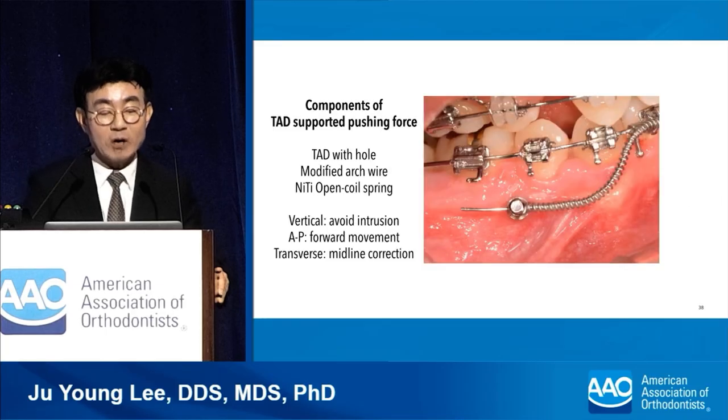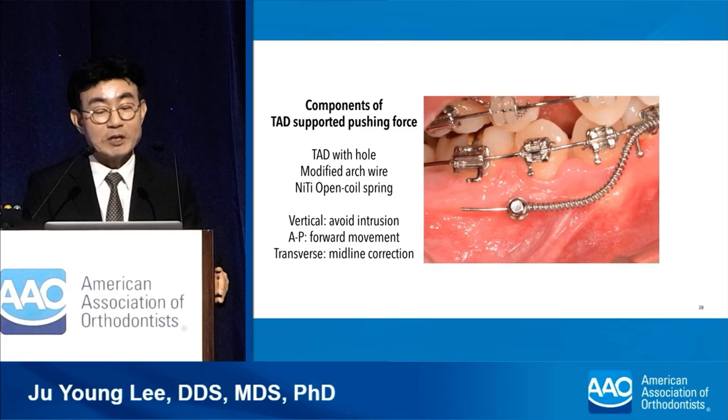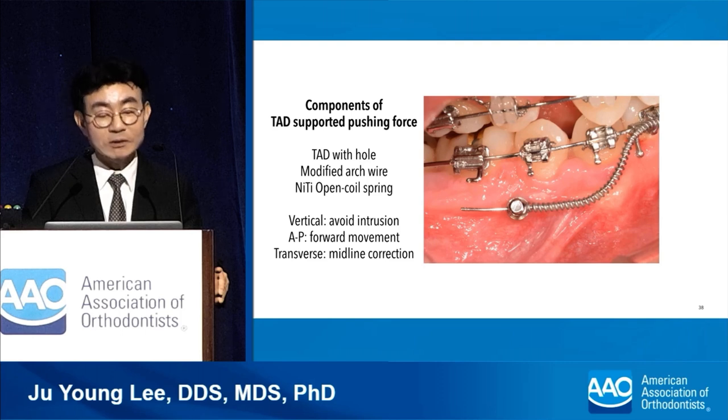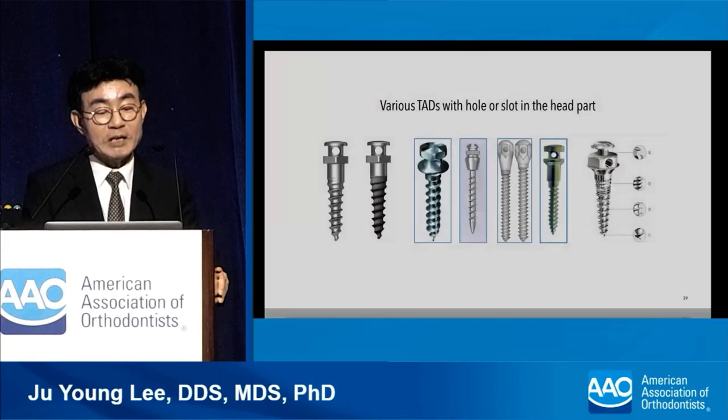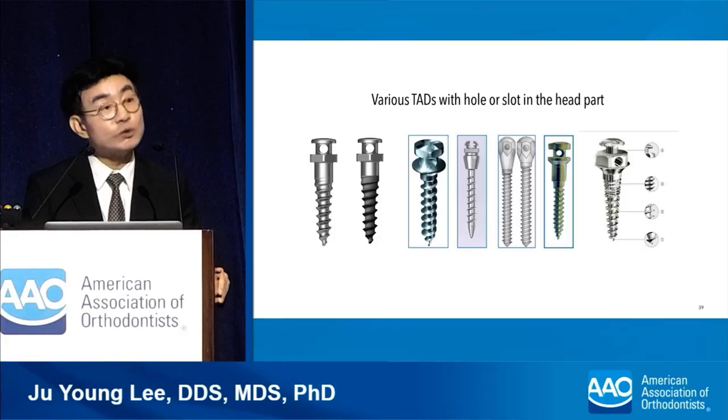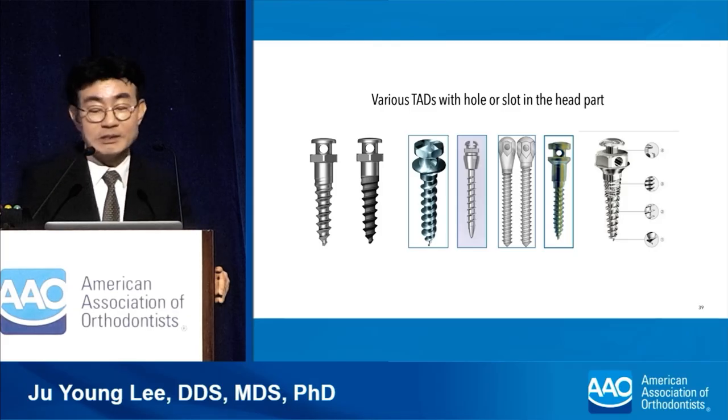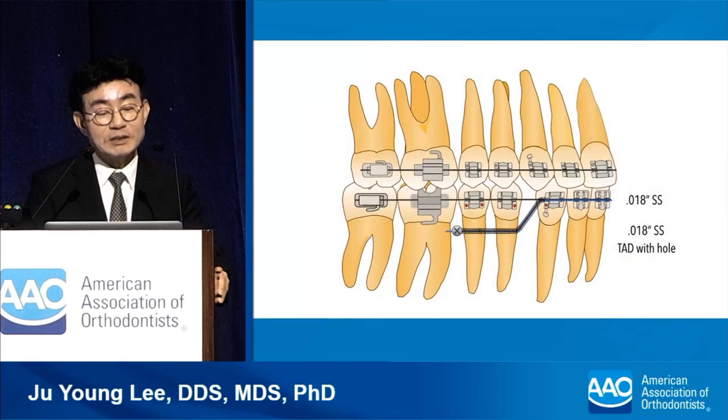Using the combination of TAD and segmented arch wire, the force of the open coil spring can be adjusted 3-dimensionally. Also, since it is used together with the main arch wire, high stability can be maintained during the movement of the anterior teeth. A TAD with a hole in its head is required to obtain a TAD-supported pushing force. A lot of manufacturers produce this type of head. As the 6 anterior teeth moved anteriorly by the open coil spring, class 1 canine relationship was restored, and the midline was also coincided.